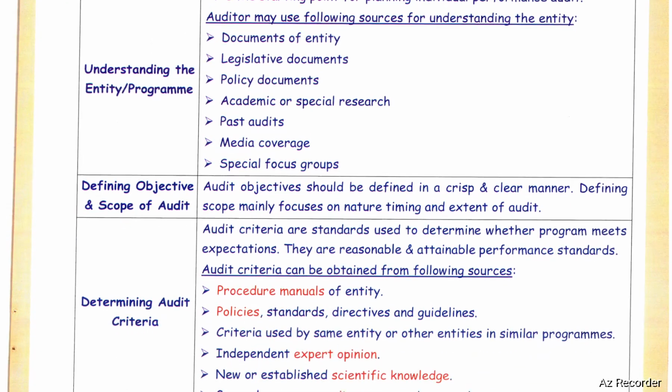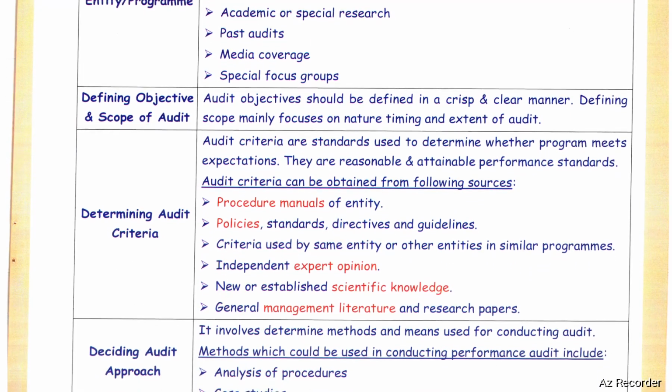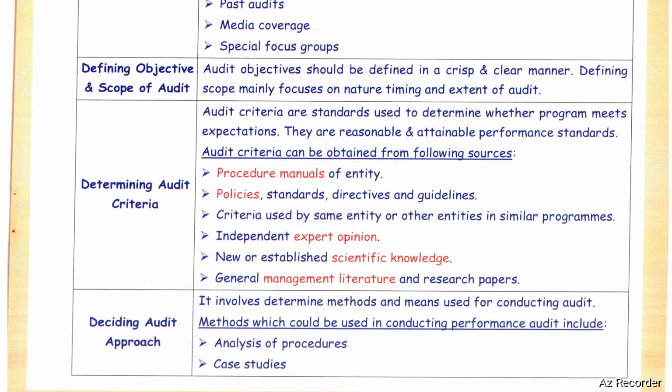Next, define objective and scope of audit. Audit objectives should be defined in a crisp and clear manner. Defining scope mainly focuses on nature, timing, and extent of audit. Determining audit criteria. Audit criteria are standards used to determine whether a program meets expectations. They are reasonable and attainable performance standards.